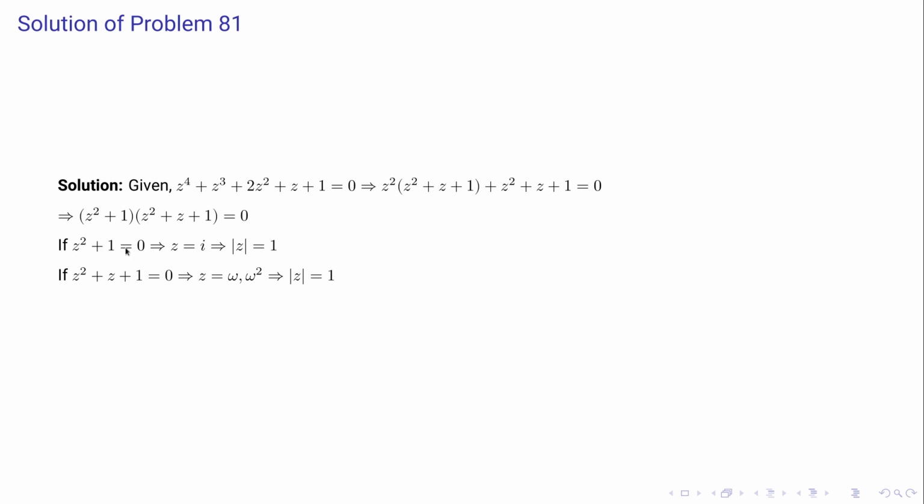If z square plus 1 is equal to 0, then z is equal to i, which implies that mod of z would be 1. Now, if z square plus z plus 1 is equal to 0, then z is a cube root of unity, that is omega and omega square. So mod of z is 1 in this case as well.